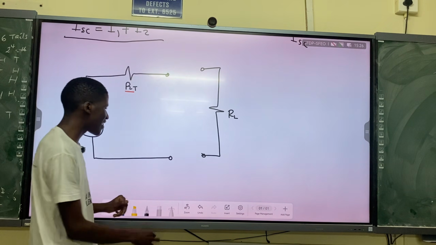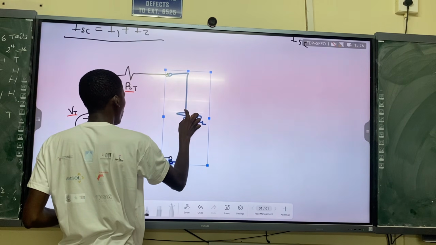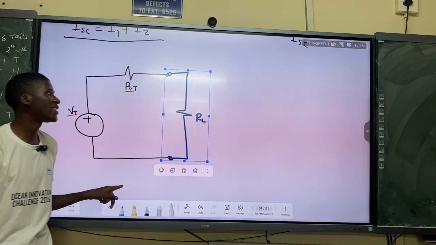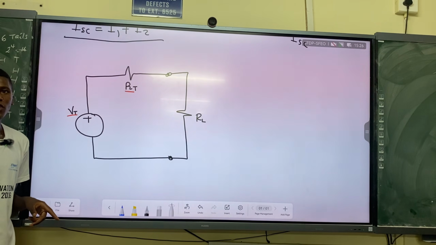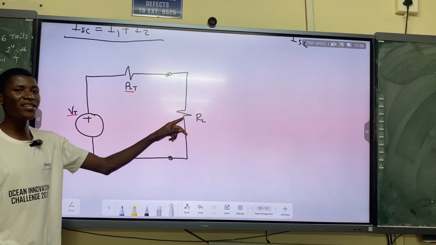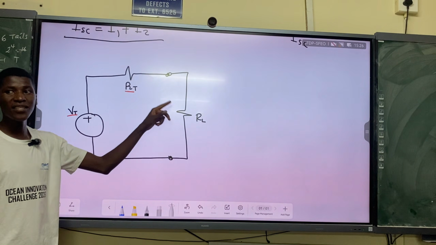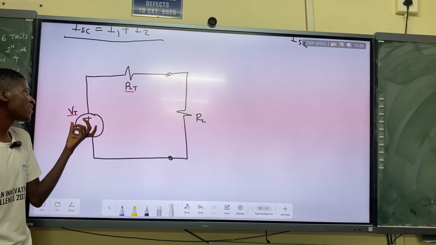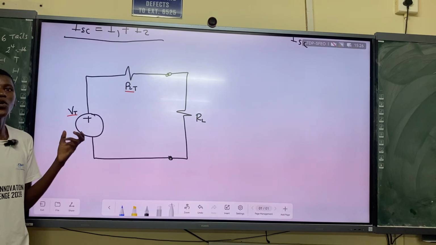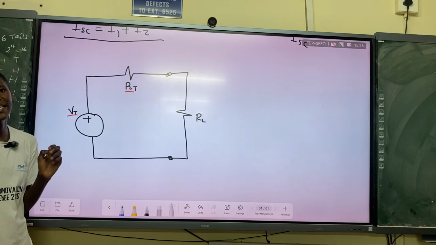So since we are opening this circuit, this is the same thing as saying we can just combine these nodes. In other words, we are trying to say R total is in series with R load. So R total and R load are in series, so they are receiving a total current from the voltage source. So you now apply your regular laws to be able to calculate the total current.